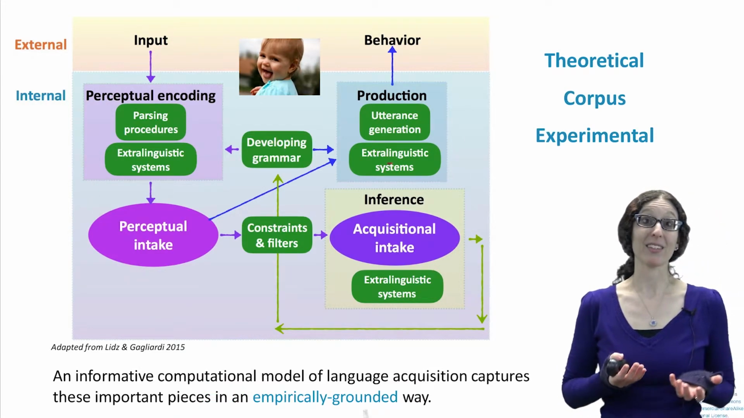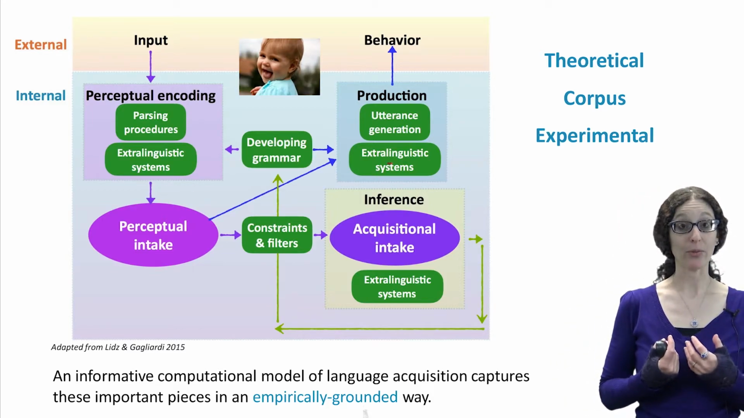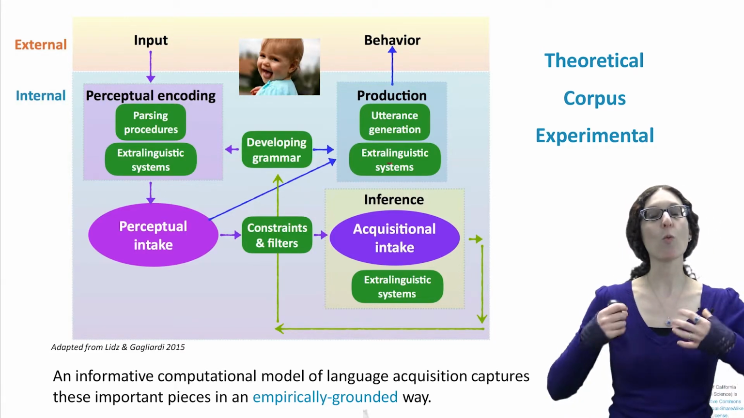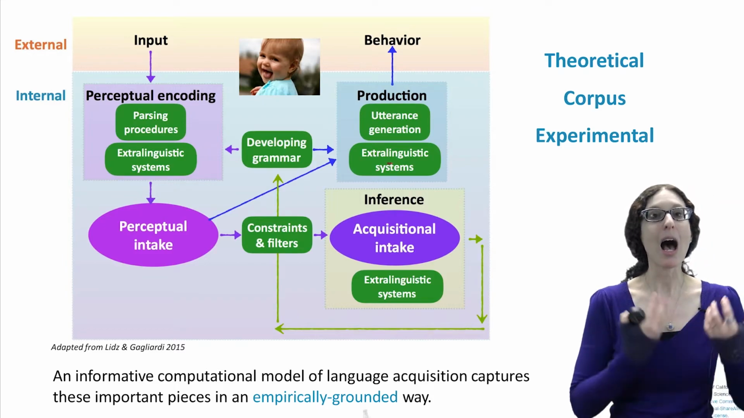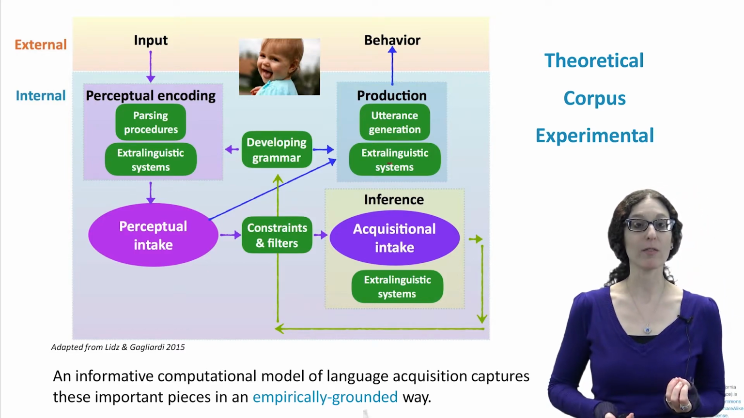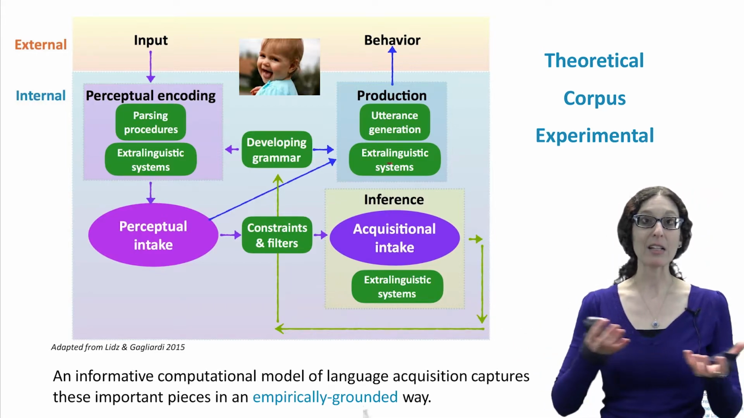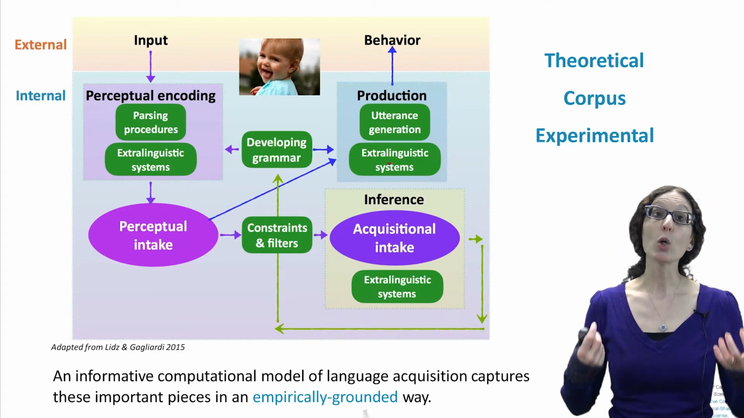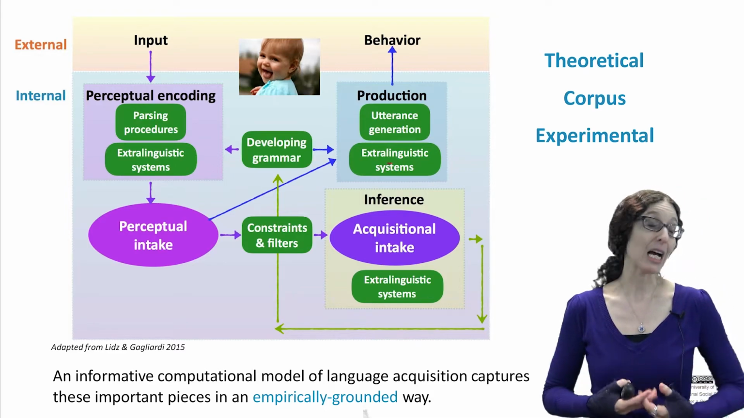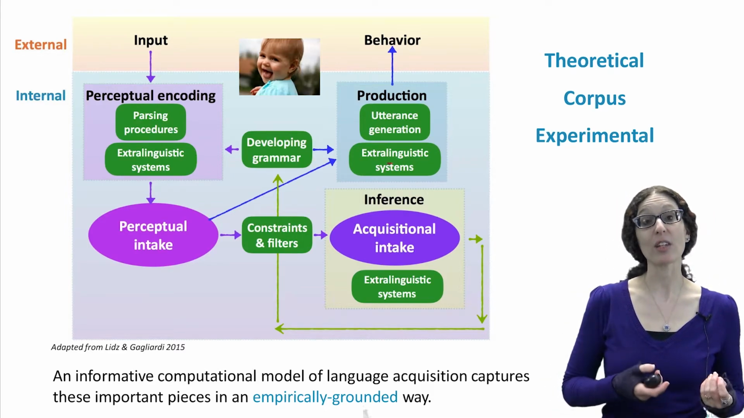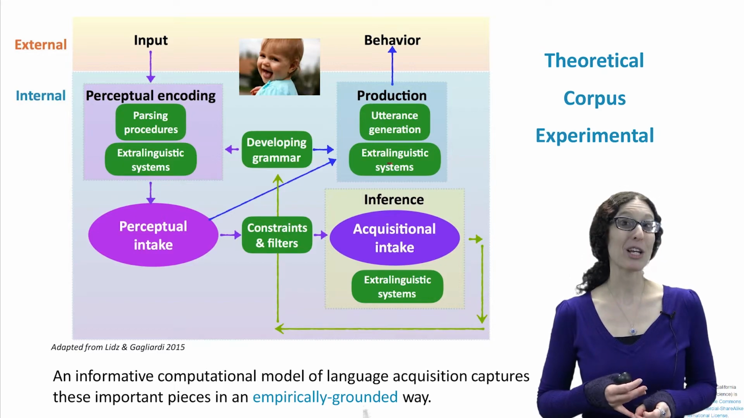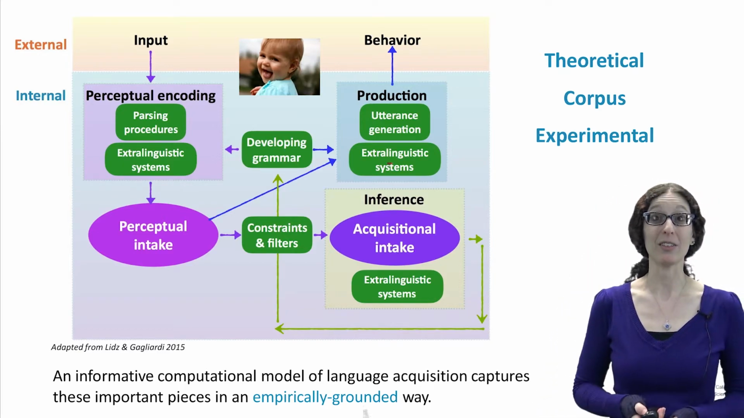So from a modeling perspective, an informative computational model of language acquisition is going to capture these important pieces of the process in an empirically grounded way. That is a way connected to what we know right now about how things work in kids. So empirical data about how kids are accomplishing this process of language acquisition. So that involves theoretical analyses of the kinds of representations they might be using, corpus analysis of the kind of data they're hearing and the kind of data they're producing, and then experimental data about what kids are capable of at different stages of development. These are the empirical data we can use to make sure that our computational model is actually a computational model of what kids are doing as best as we can tell.